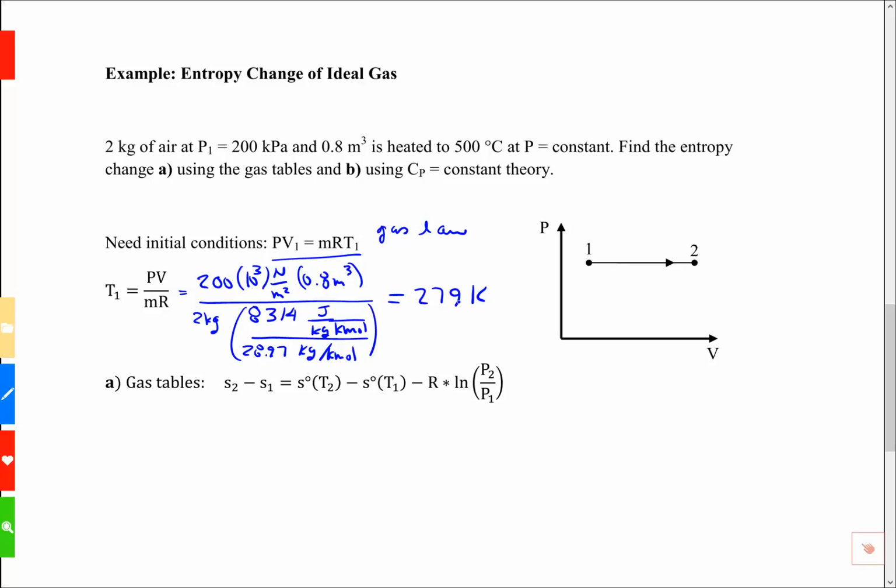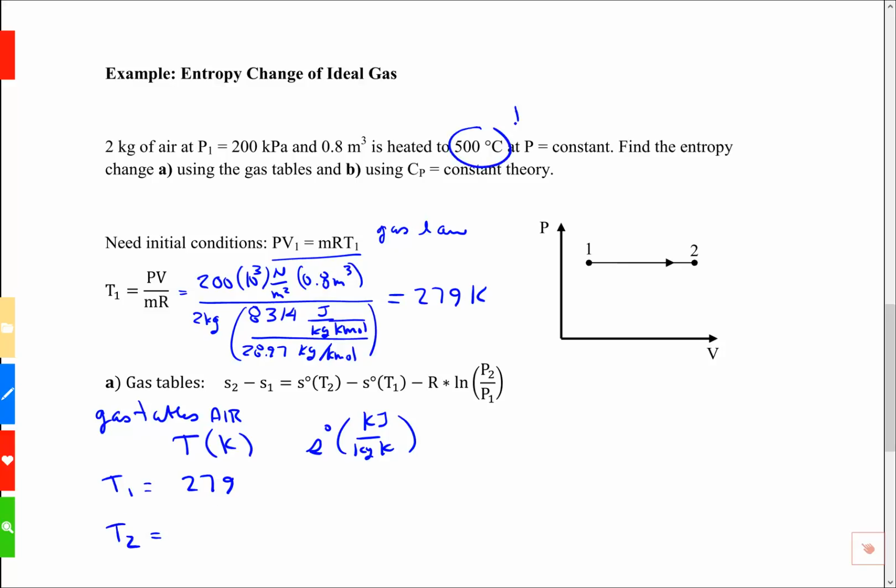All right, now we can think about using the gas tables, and the gas tables always, for entropy change, involve this relationship. Gas tables for air, I'm going to write down some values here. I'm going to have temperature, and the S super 0 value we're looking for. It's in kilojoules per kilogram per Kelvin. And the first temperature is 279. The other temperature we need is T2. We're told it's 500 C. Let's add 273 and make that 773. So this is going to be 773 Kelvin there. And then we'll fill in these values from an appropriate table. Let's go find a table.